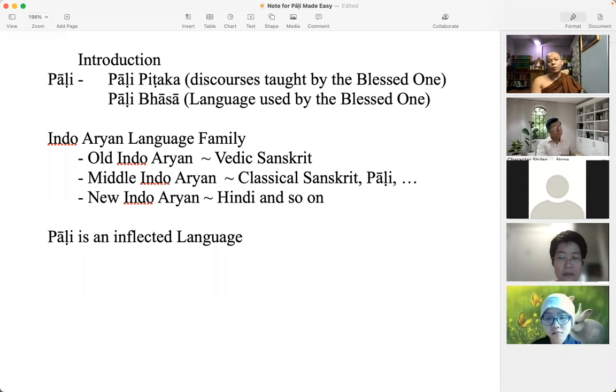Nowadays, we Myanmar use our Myanmar script, Western language countries use the Roman script, and India uses the Devanagari script. And in Sri Lanka, they use their own Sinhalese script. So that means script and alphabet are different. Pali has its own alphabet, but no script of its own.